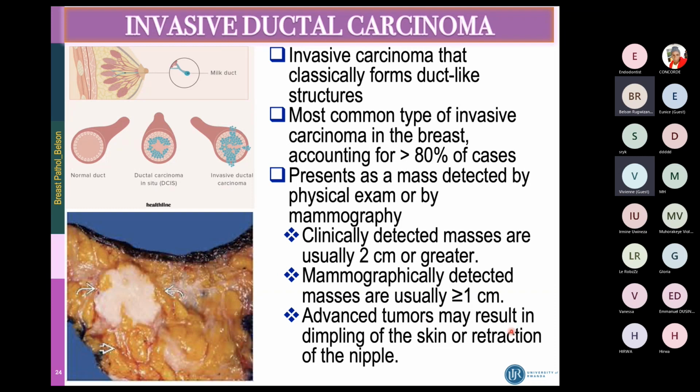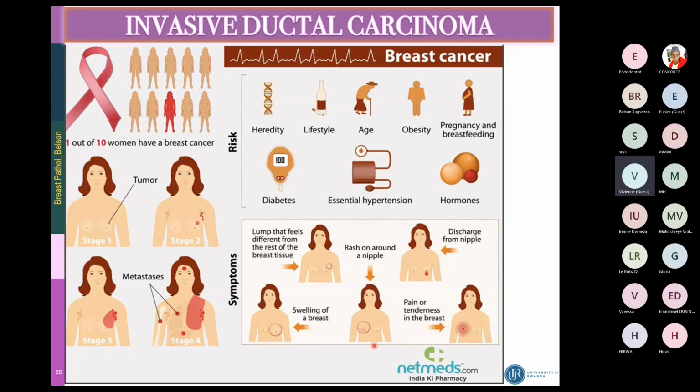So advanced tumors may result in dimpling of the skin or retraction of the nipple. So there are risk factors which we have also talked about: heredity, lifestyle, age, obesity, pregnancy, and breastfeeding.